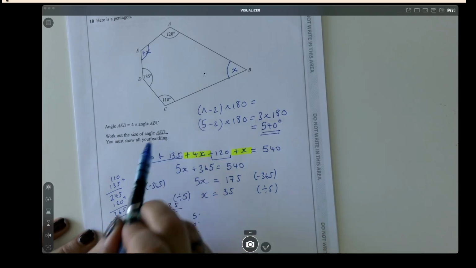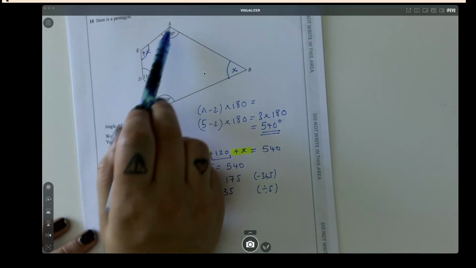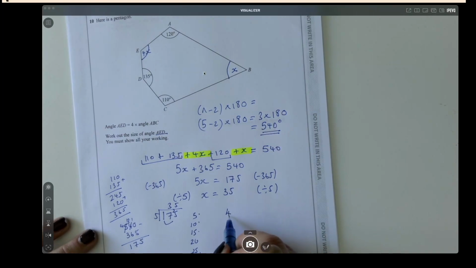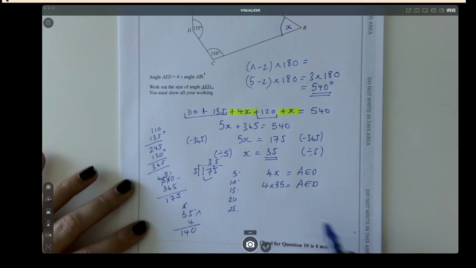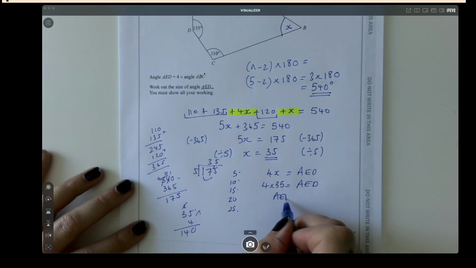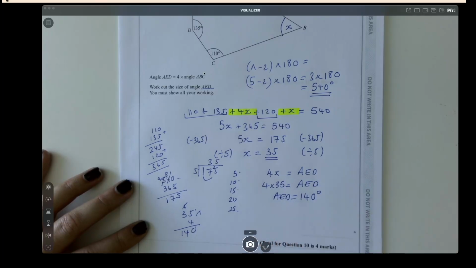They want the size of angle AED. We said the angle AED was 4x. So 4x is angle AED. We've just worked out that x is 35. So 4 times 35 is AED. Let's do some working out. 35 times 4. 4 times 5 is 20. 12. 140. So AED equals 140 degrees. And we're going to pop that on our answer line.